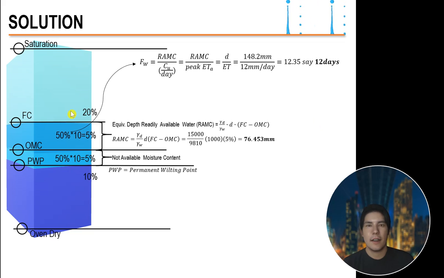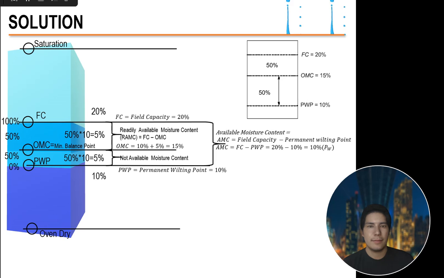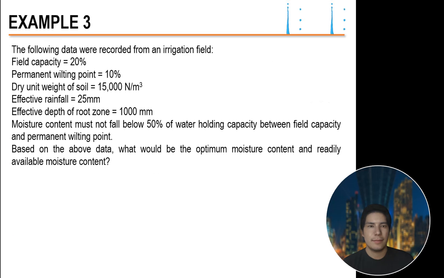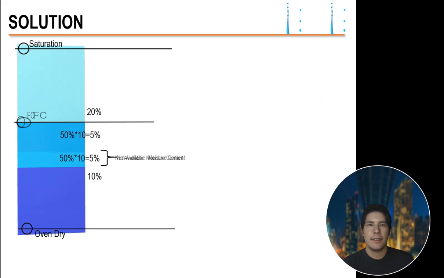And if we want to compute for the irrigation frequency, or frequency of irrigation, we have this readily available moisture content divided by the consumptive use. So we have 148. I think there's an error here. Wait, there's a question. What was the optimum moisture content and readily available? Okay, I think I forgot. So anyway, here is the answer.